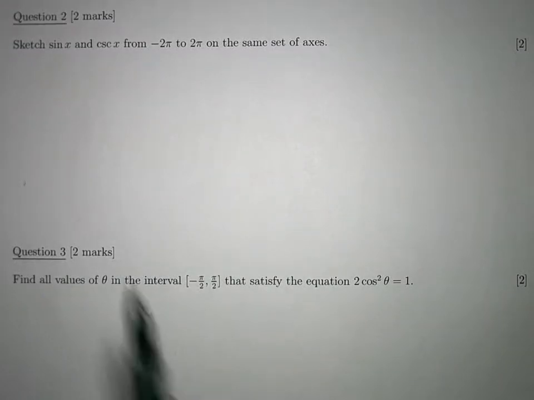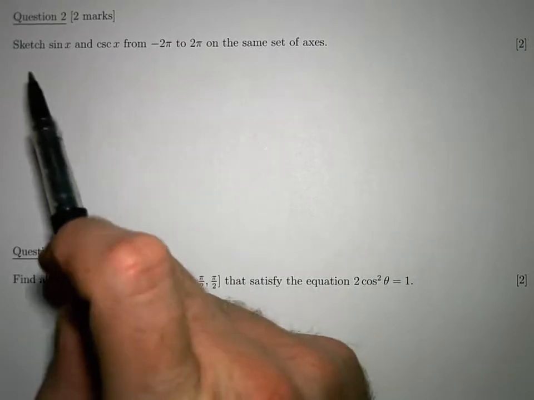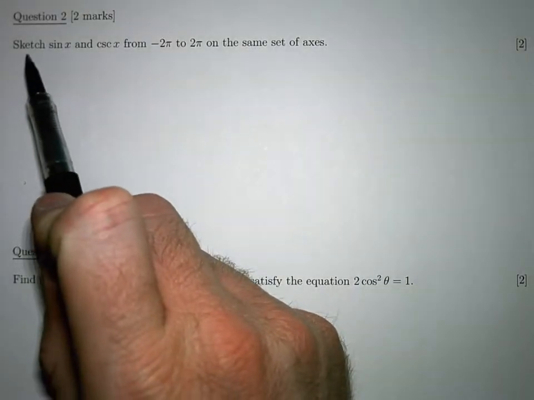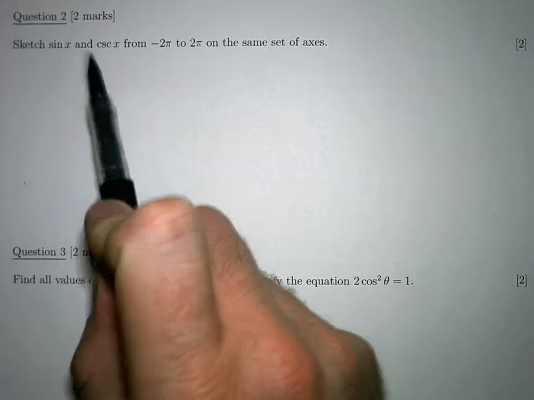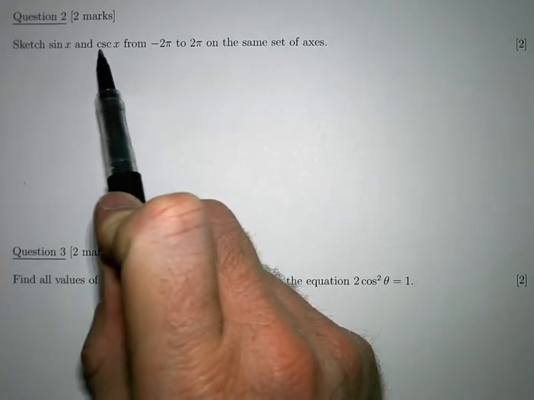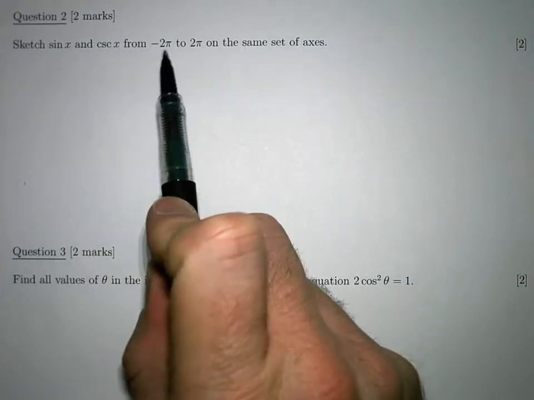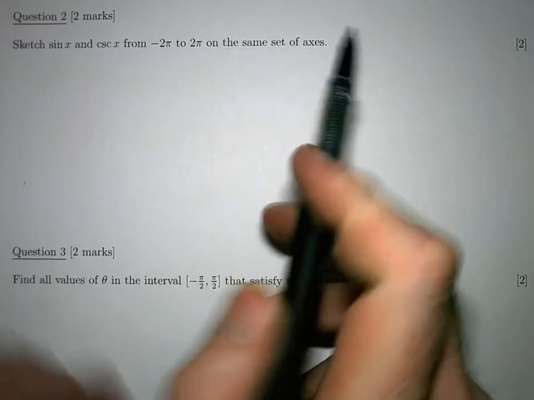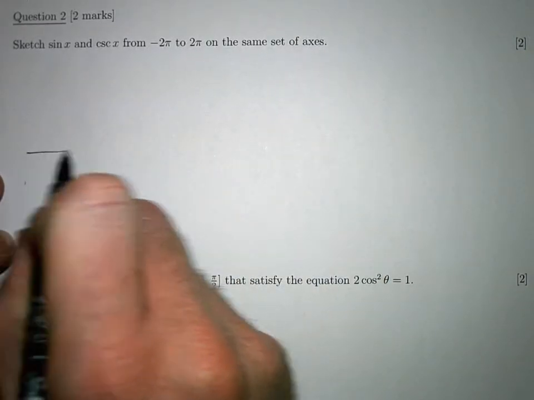Hi guys, Dr. Justin Southey looking at question 2 of your first semester test. This was a nice simple question. We simply asked you to sketch sine of x and cosec of x, not cos of x, as most of you did, from minus 2 pi to 2 pi on the same set of axes. So we wanted one graph.